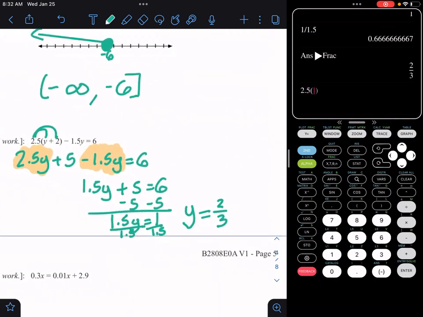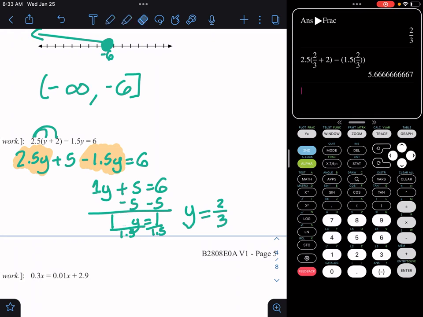2.5 parentheses, 2 over 3 plus 2 minus 1.5 times 2 over 3. Something is not working out. 2.5 times y is 2.5y. This is the mistake right here. 2.5 minus 1.5 is just 1. So this should have been 1, which means these should all be 1.